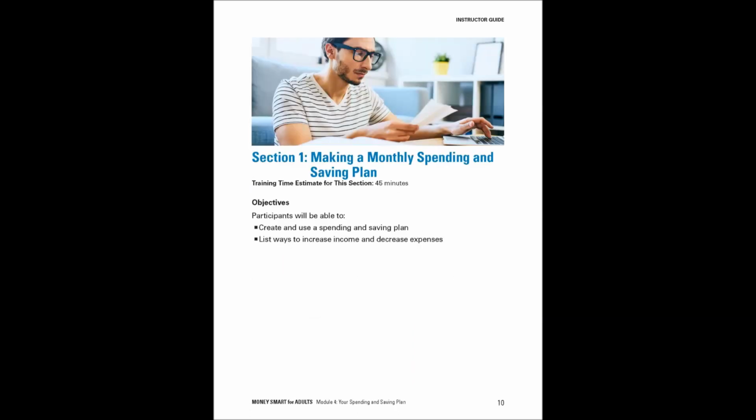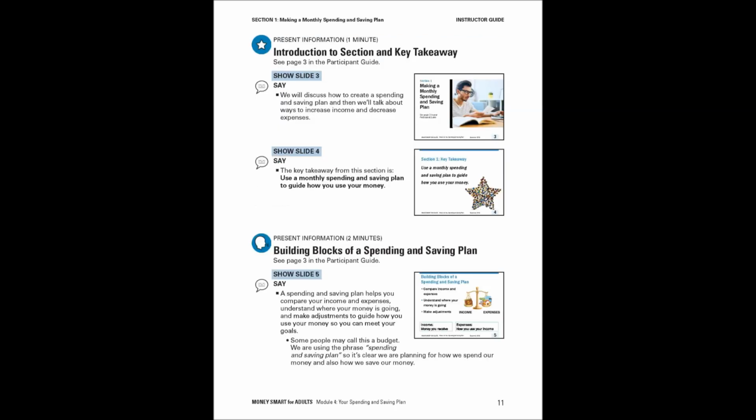Section 1, Making a Monthly Spending and Saving Plan. Participants will be able to create and use a spending and saving plan and list ways to increase income and decrease expenses. Now, as we go forward, let's pause for a moment to point out some helpful navigational features of the instructor guide. There's helpful information in the headers and footer that will help you stay oriented.